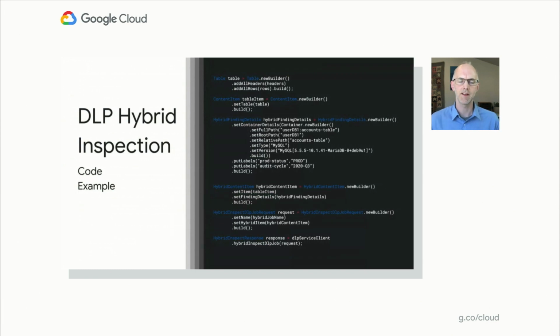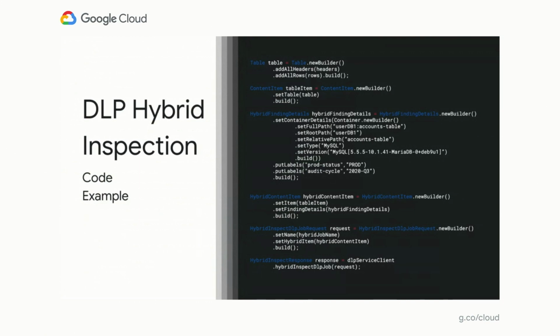Let's go into a little more detail of what a request might look like. Here is an actual code sample showing what a hybrid inspection request looks like. On the right side, this is a code sample in Java. At the top, there's some content that we want to inspect. In this case, we're inspecting tabular data, so we provided headers and rows of that data.